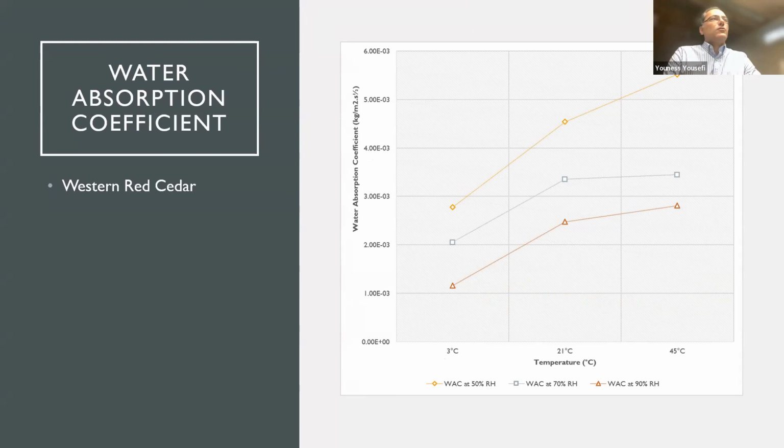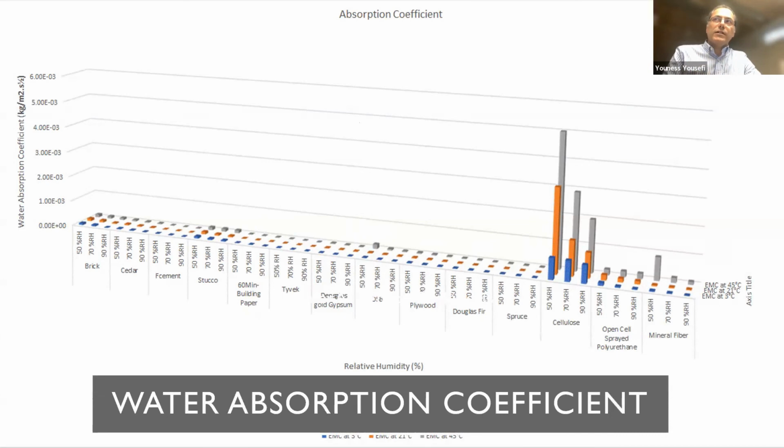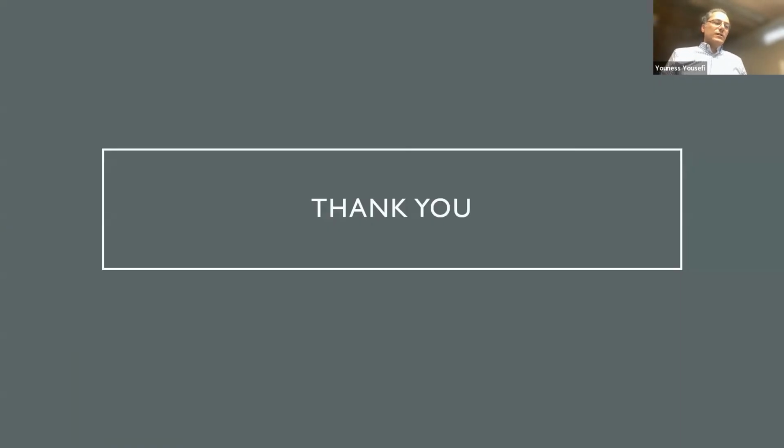And for the water absorption coefficient, interestingly, the water uptake when it contacts the water increased with the temperature. We got faster water uptake, and it decreased with the relative humidity. This is the comparison between all of those. Cellulose fiber, again, had the highest rate of water absorption when it contacts the water. And that was all the project. Thank you.